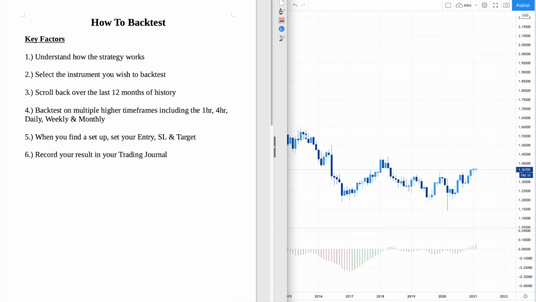There's going to be a lot of repetition in terms of going over the same stuff, so you might want to scroll through some of it, but if you want to just stick around, there might be some things that you haven't yet taken into consideration. So let's have a look. So how to backtest, key factors.